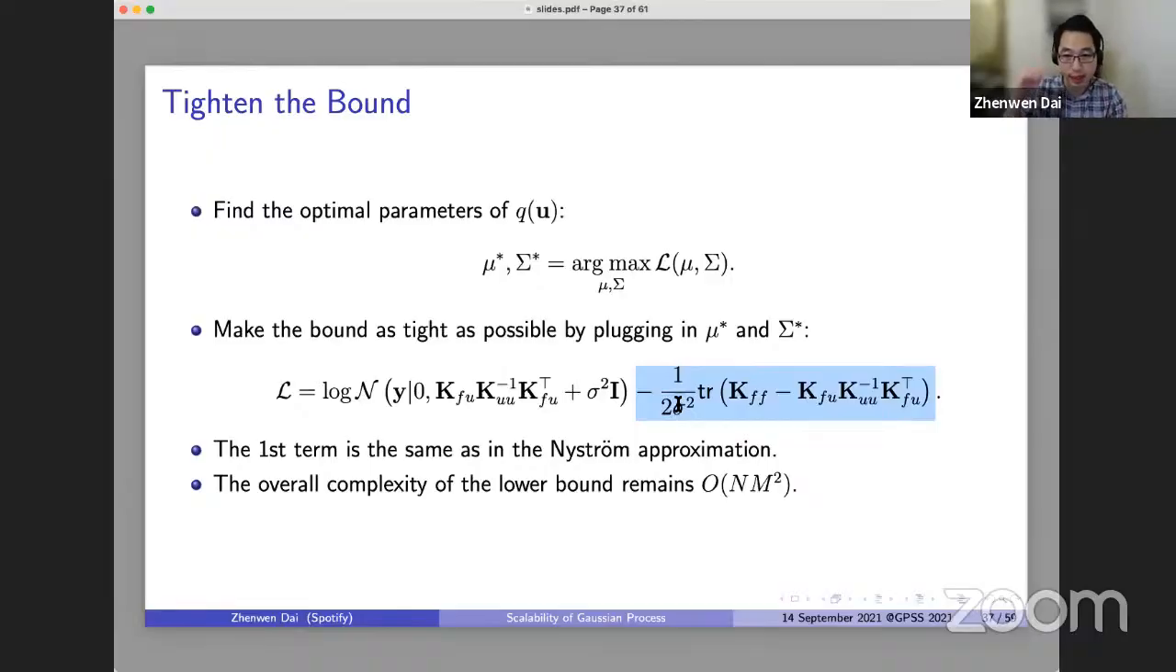The overall complexity, after we plug in the optimal mu star and the sigma star, is still nm squared. Because again, we can apply the Nyström approximation, and here we only need the trace of the covariance matrix. Although this is n by n, the diagonal of n by n is still n complexity. So the overall complexity of this tighter version of the lower bound is still nm squared.